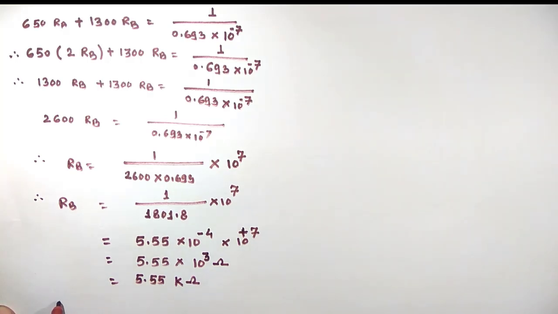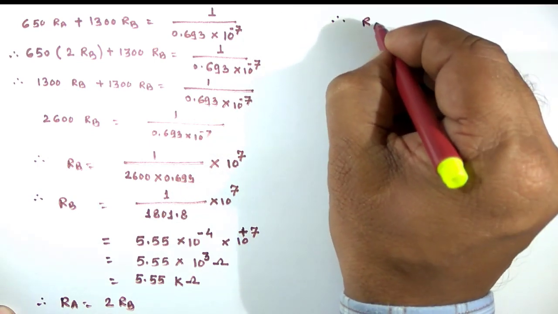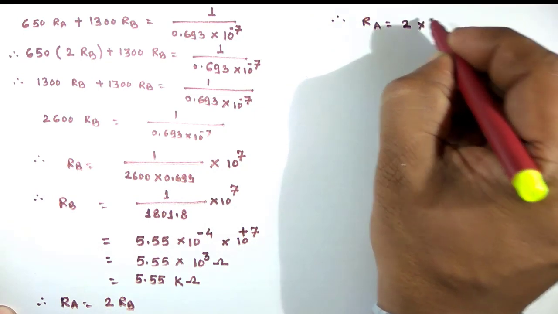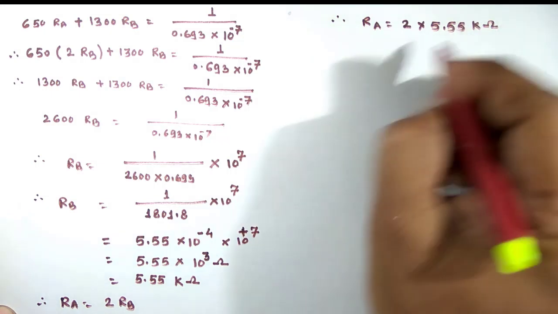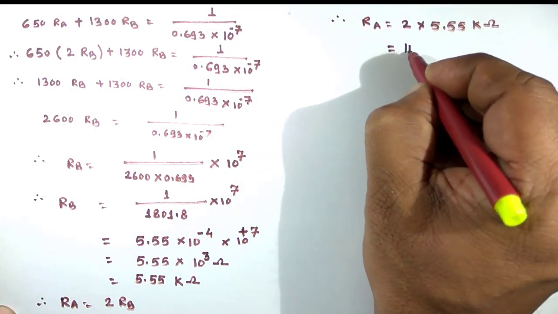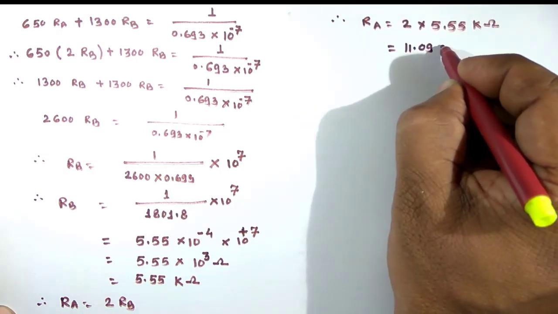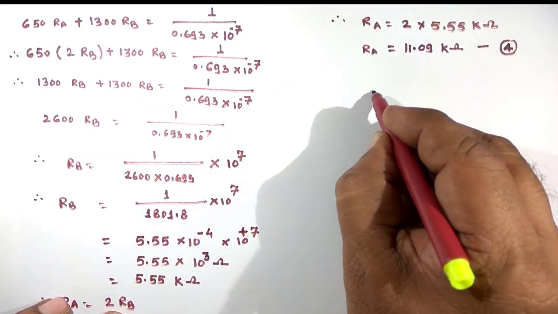We know that RA is equal to 2RB. Hence, RA is equal to 2 into 5.55 kilo ohm. So this is 11.09 kilo ohm.